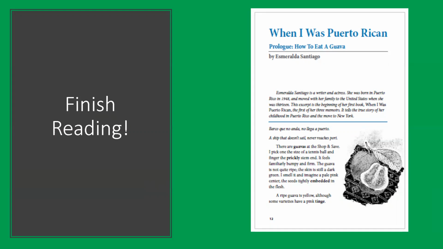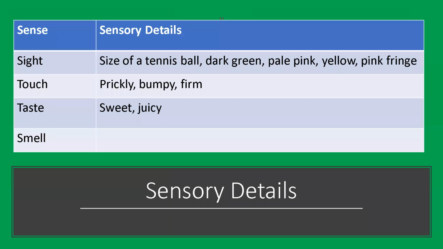Okay, what about taste? Yeah, when she tasted the guava, it was sweet, it was juicy. Nice, so you nailed it. Here are some of the sensory details that we got as well. So you can capture these different details of seeing, of touching, of tasting in your activity book from this text.